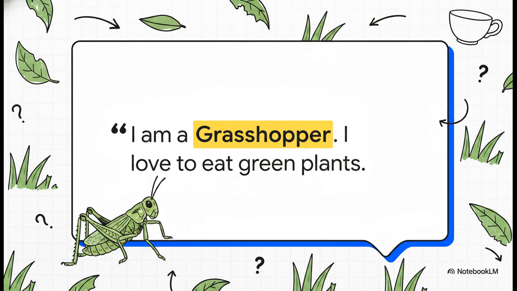But meanwhile, across the room, another student gets a card that says, "I am a grasshopper. I love to eat green plants." Now this student is looking around thinking, okay, who in this room is a plant?